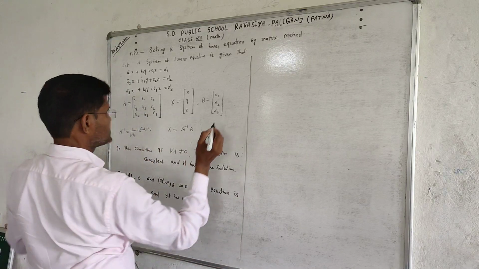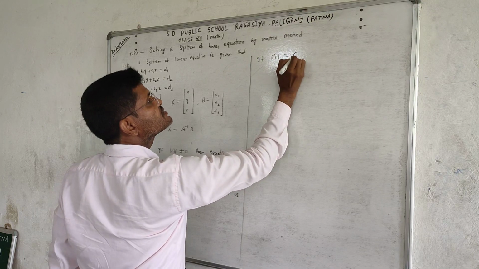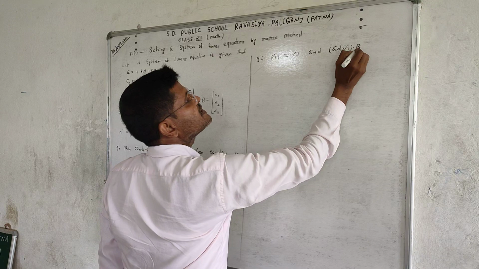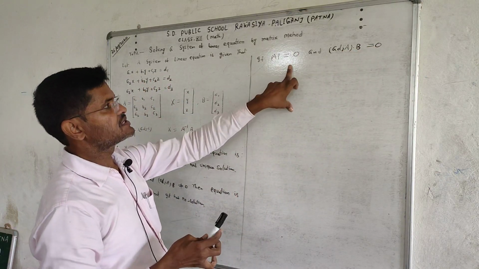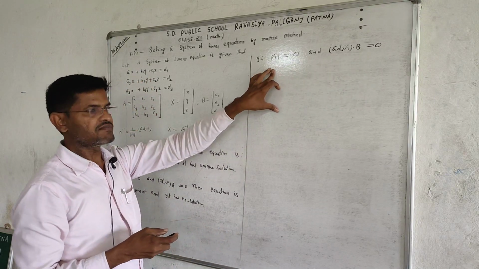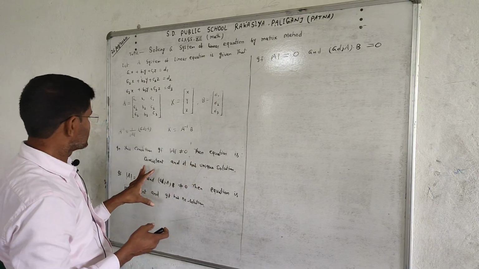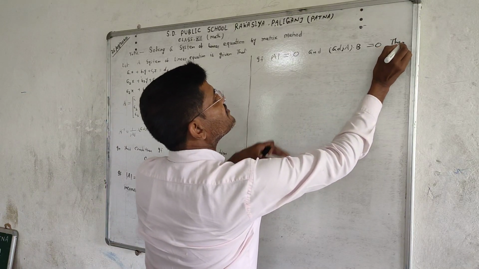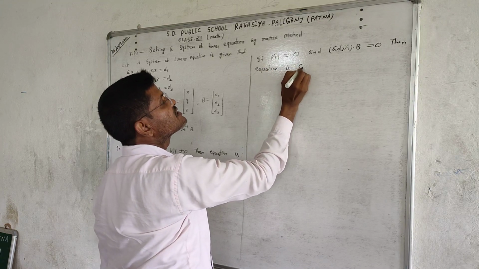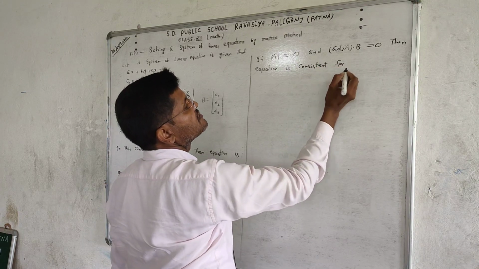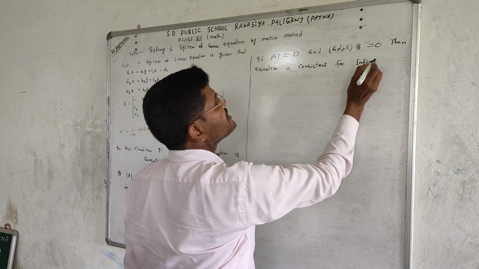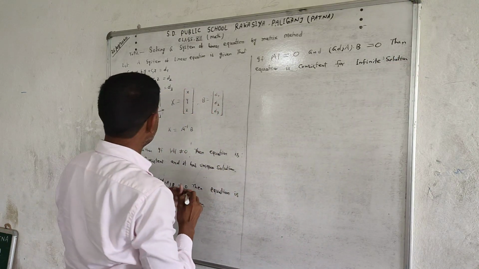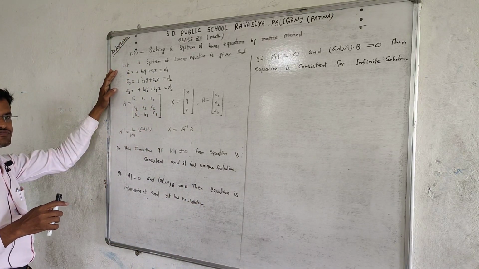And the third condition is that if determinant A is equal to 0 and adjoint of A into B is also 0, then the system of equations is consistent with infinitely many solutions. Infinite solutions means the system of equations has many solutions and all solutions are different.